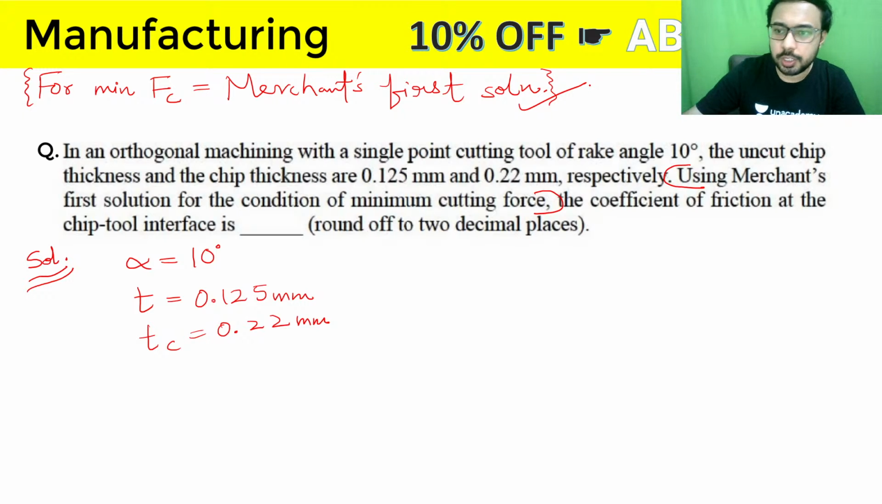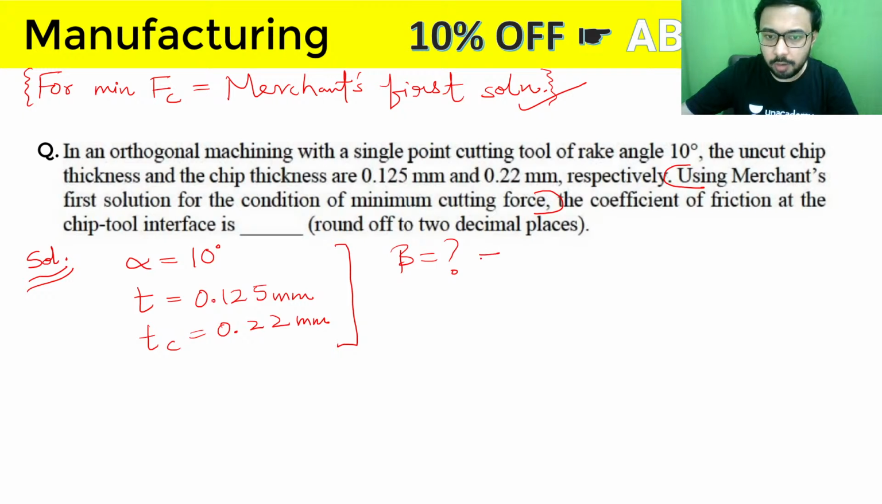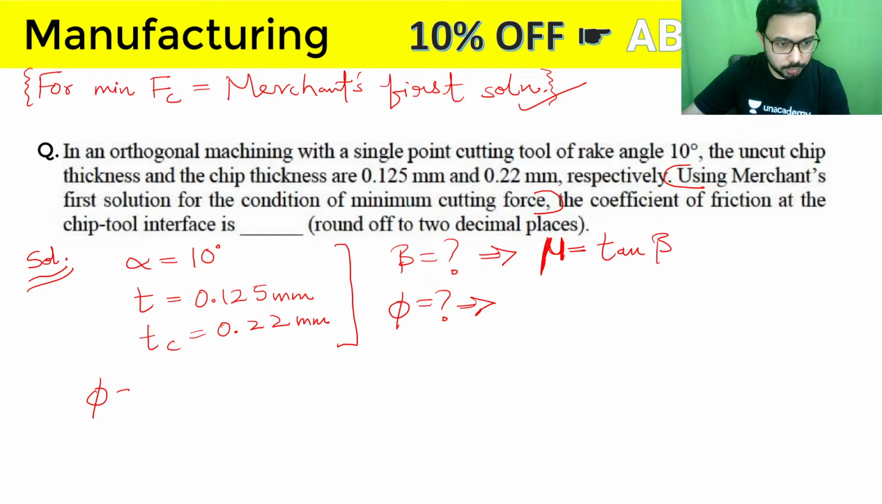The coefficient of friction at the chip tool interface is asked. To do that we need to calculate beta, and after calculating beta we will find mu, the coefficient of friction, which is equal to tangent of beta. You can calculate beta using Merchant's first solution. Before that you have to find phi. Why? Because Merchant's first solution will be like this.